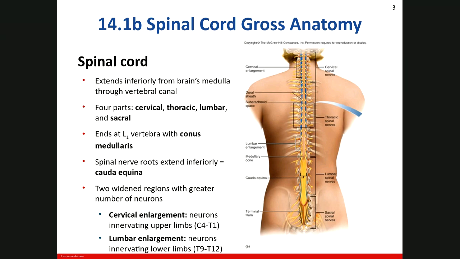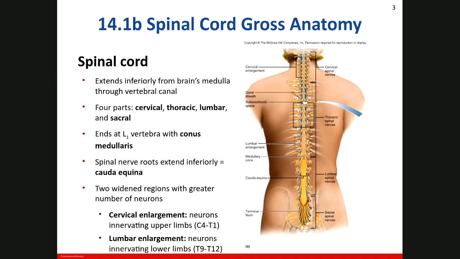In this picture, you can see the spinal cord which is located in our vertebral column. Our spinal cord starts from the medulla oblongata, the last part of our brain, and it's located in our vertebral column. We have four major parts for our spinal cord. The first part is called the cervical region. The second part is called the thoracic region.